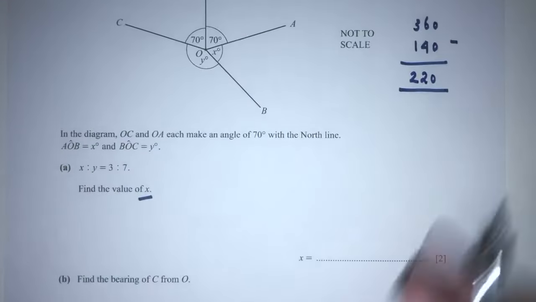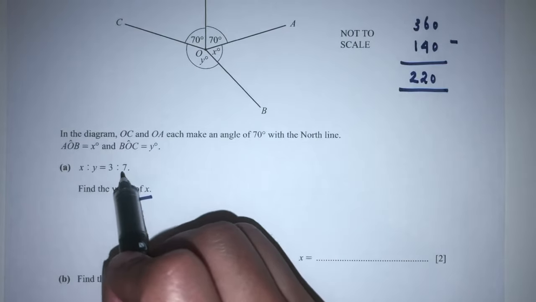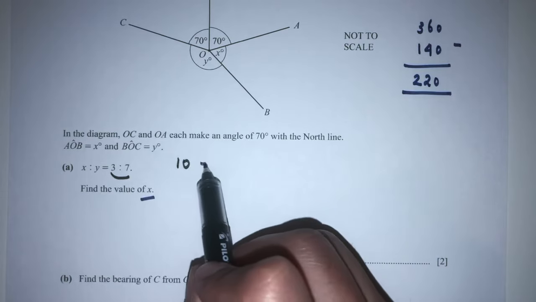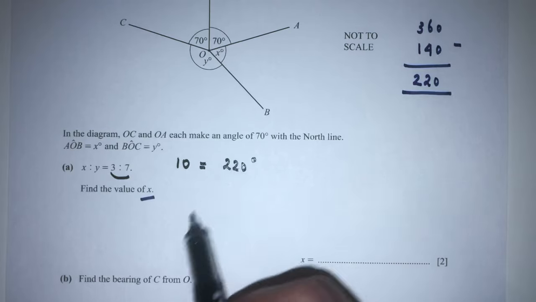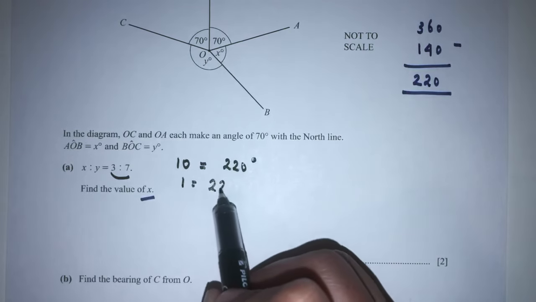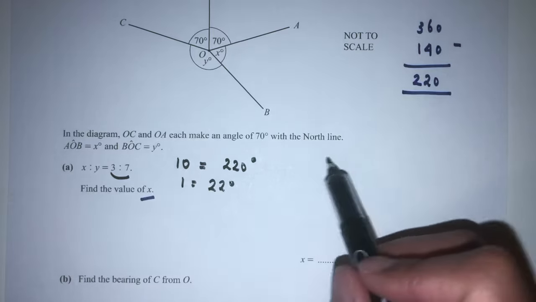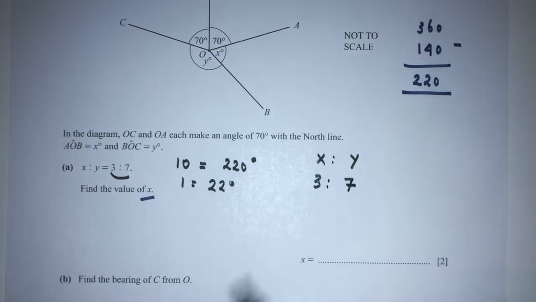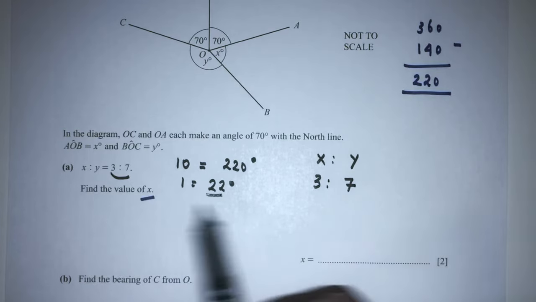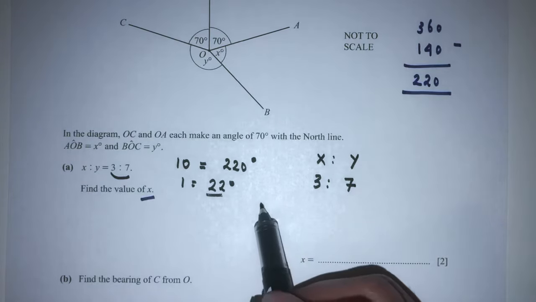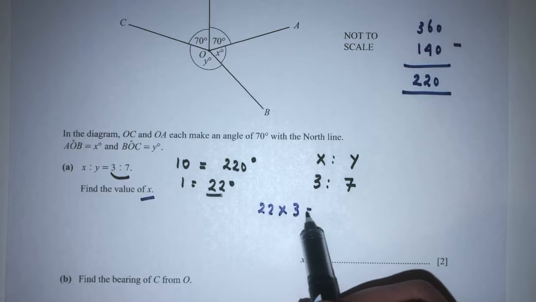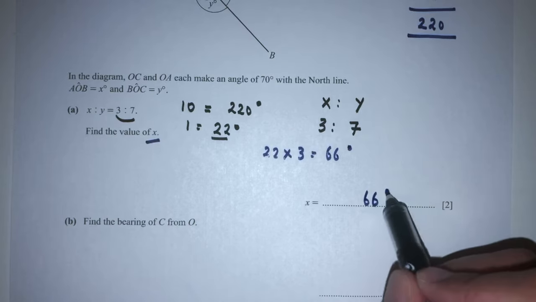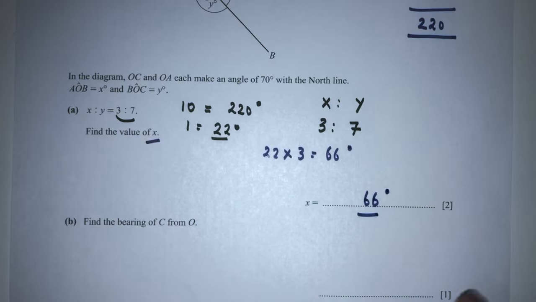Now we know that these two together have a ratio of 3 to 7. So together, 3 plus 7 is 10. So 10 shares is 220 degrees, so one share will be 22 degrees. The ratio is X to Y. X is 3, Y is 7. We know 1 is 22, so what is the value of 3? That will be 22 times 3, which is 66. That will be your answer for part A.